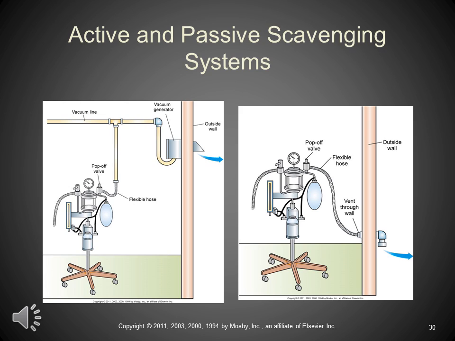Two diagrams from your book showing the difference between an active and a passive system. On the left is an active system. We have a vacuum generator. It sucks everything out. On the right, we have a passive system where we just hope that with gravity and a little bit of breeze outside it gets pulled out of the room and doesn't back up into your lungs and brain.